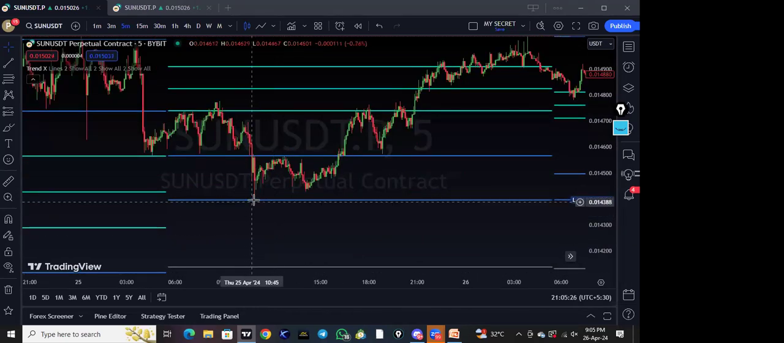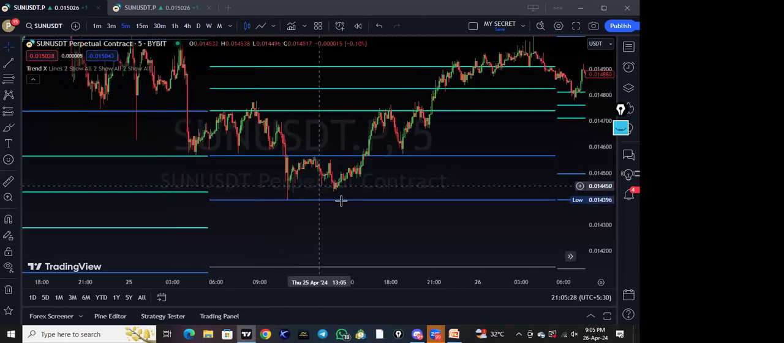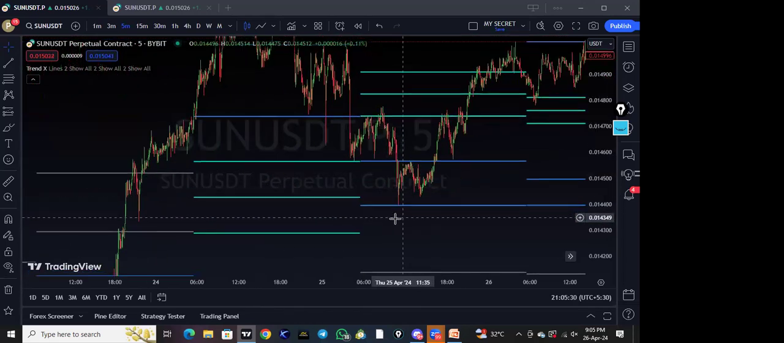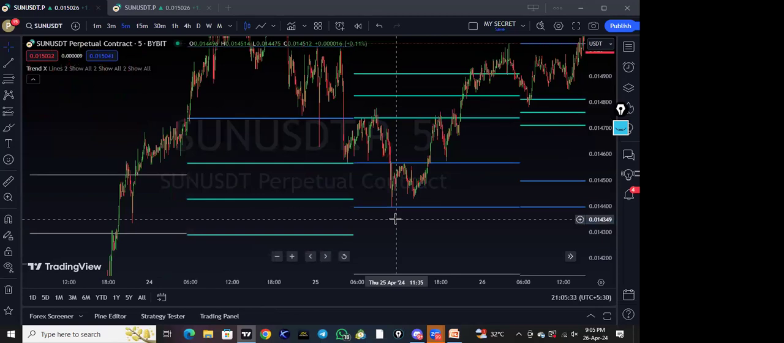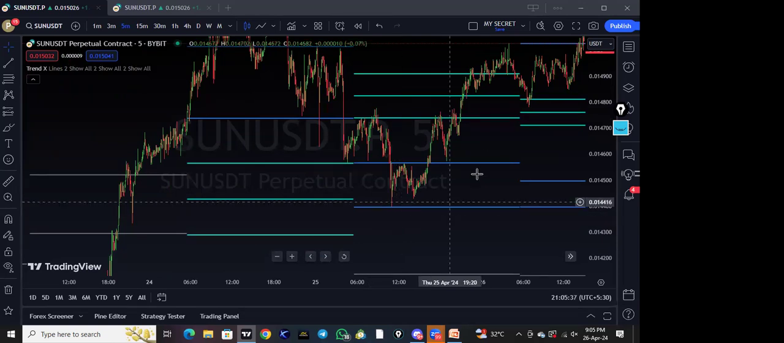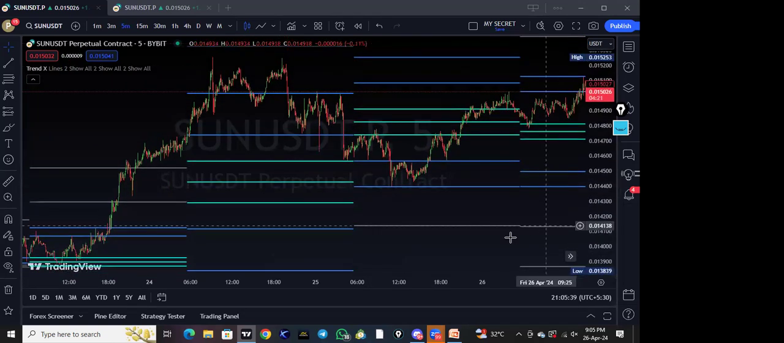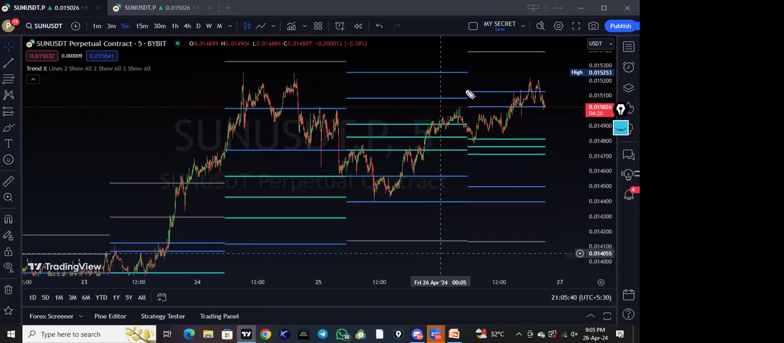You can see from here only, market started. This trade can give you next day R1. I'll show you in my trades. It will give you next day R1, which is the next day R1.